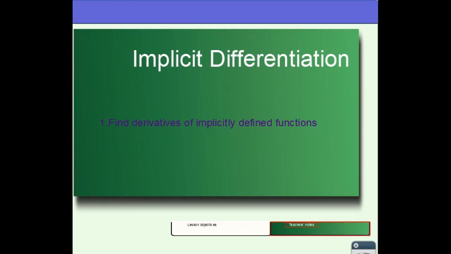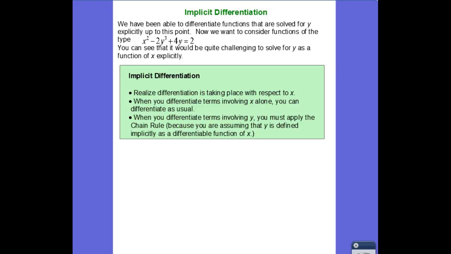In lesson 2.13, we're going to be looking at implicit differentiation. In this section, we'll be finding derivatives of implicitly defined functions. So far, we have dealt exclusively with functions that were explicitly defined. What that means is they have been solved for y. Y has been isolated on one side of the equal sign.